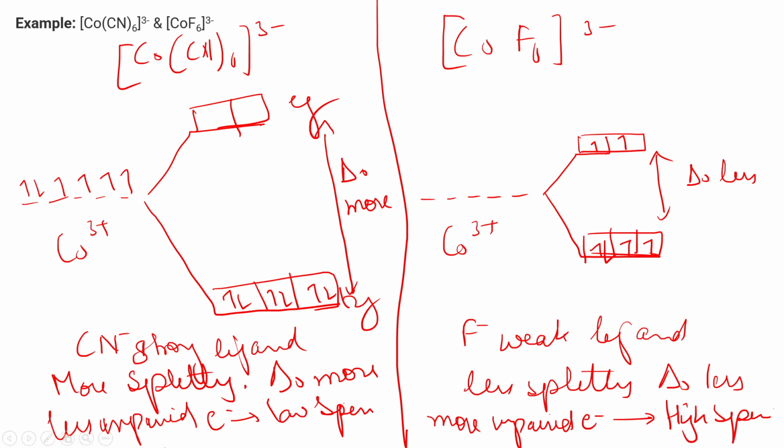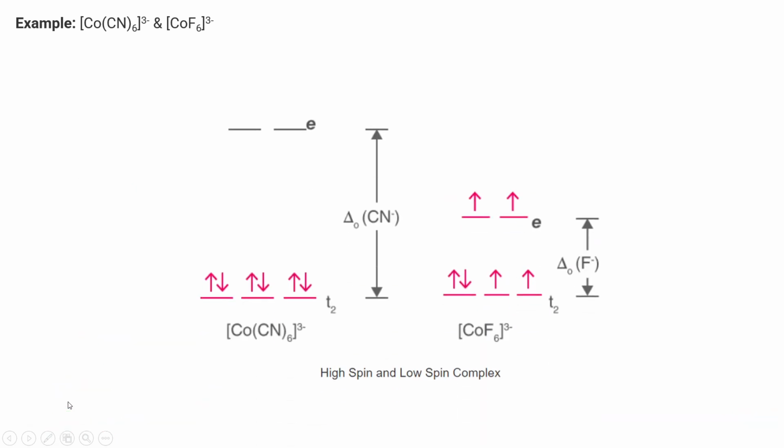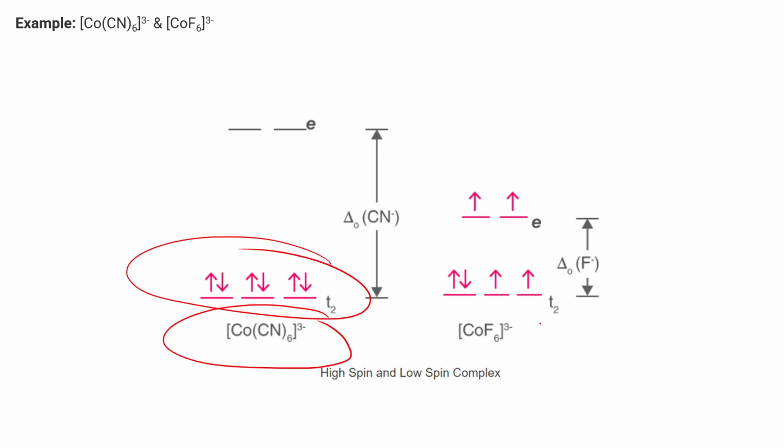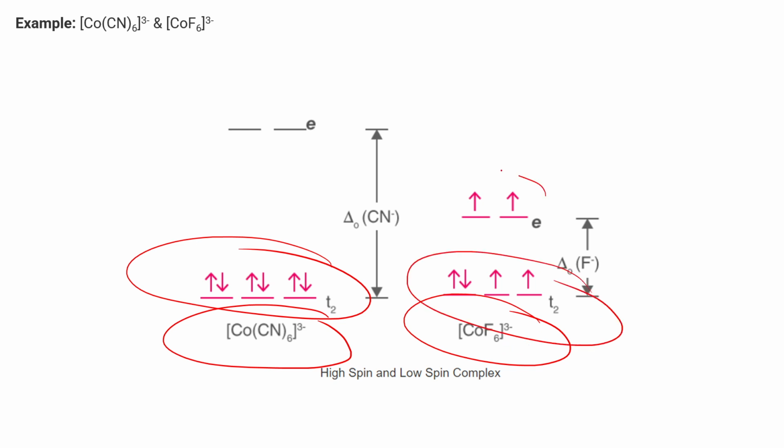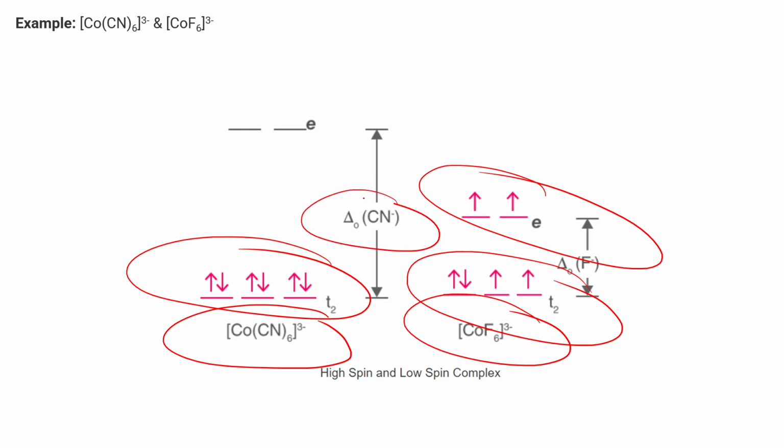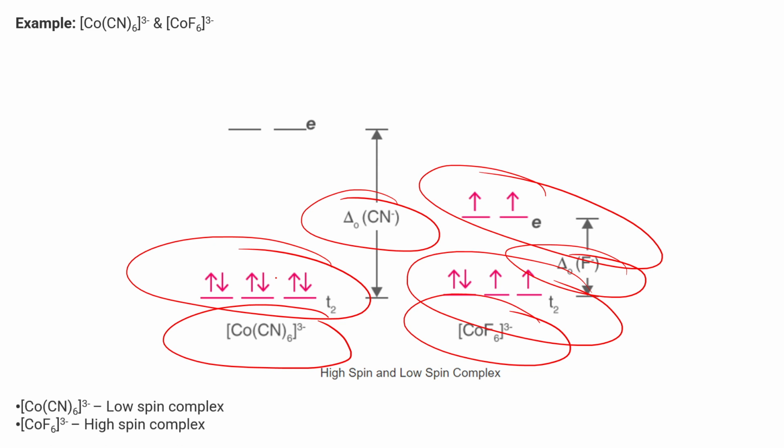So here you can see in the case of the cobalt cyanide complex, all the electrons are filled in t2g. In the case of the cobalt hexafluoro complex, not all the electrons are filled in t2g. Electrons are first filled singly in all the orbitals and then it started pairing. So here you can see delta naught for cyanide is more, delta naught for fluoride is less. So here we can say that cobalt cyanide is a low spin complex, and cobalt fluoride is a high spin complex.